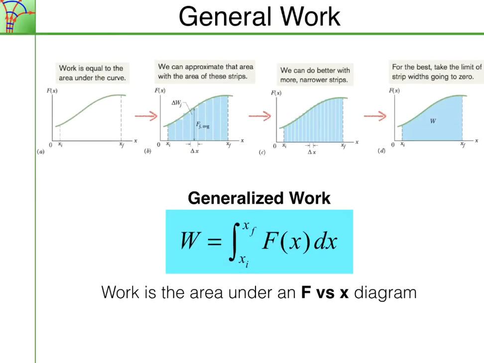So work, when it's a constant force in a straight line, it's just F dot displacement. But in a slightly more generalized case, where it's a force along the x-axis and the force is not constant, then it's an integral of the force over that displacement. So in this example, I have a particle going from x initial to x final, and the force on the particle changes as it moves across.